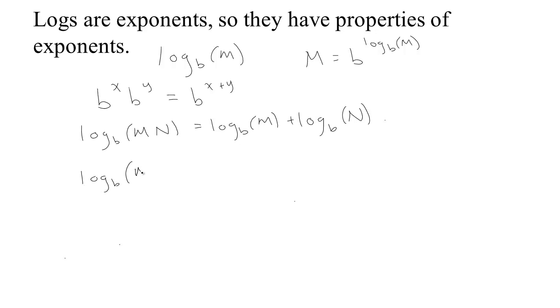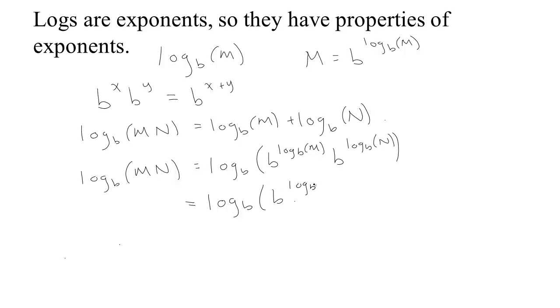The log base b of m times n, if m and n are both positive numbers, then they could both be written as b to some power. M would be b to the log base b of m, and n would be b to the log base b of n. We're multiplying inside this log two numbers with the same base, so we could add exponents. So we'd get b to the log base b of m plus the log base b of n.